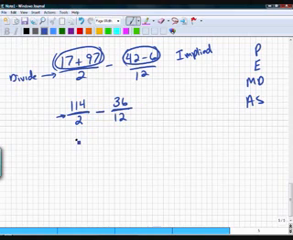114 divided by 2 is 57, minus 36 divided by 12, 3. Now it's easy. 57 minus 3, 54. Any questions? Okay, here we go.